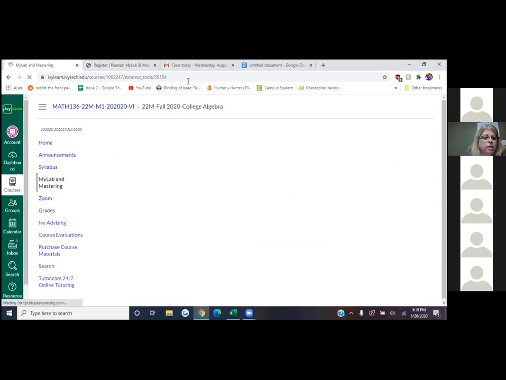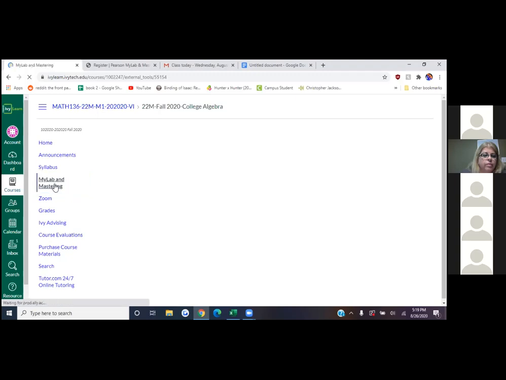I guess it's taking a second because of screen share. It was the yellow link that I clicked on, not the syllabus. I was looking at the wrong thing. But it still brought me to this one. Mastering right there. That's the one you're supposed to click on. Let me stop sharing for a second, see if it'll load.